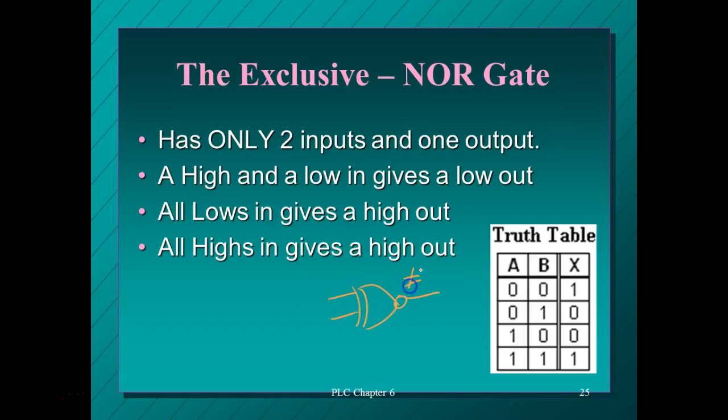So this is what we get if they're what? Not equal. So it says, okay, the output will be low if the two inputs are not equal. The truth table. If two inputs are not equal, we get a low. Two inputs are equal, we get a high.